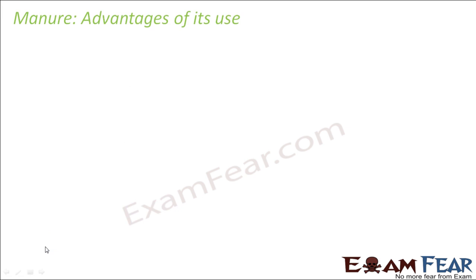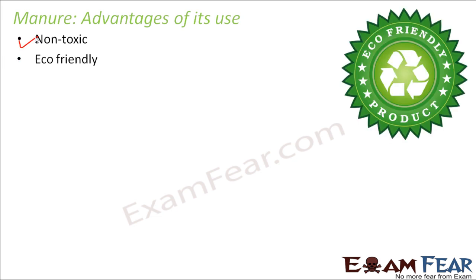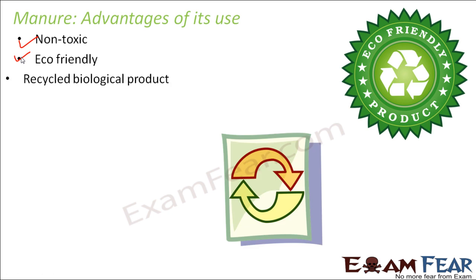So what are the advantages of using manure? Definitely, when we are adding so much additional nutrients, it is good for the productivity of the plant. There is no doubt on that part. It is non-toxic, because it doesn't involve any poisonous chemicals. So it is completely non-toxic, not at all harmful. It is eco-friendly. Since it is not harmful, it is not causing air pollution or soil pollution or water pollution in any way. So we can say it is eco-friendly, that is, environment friendly.